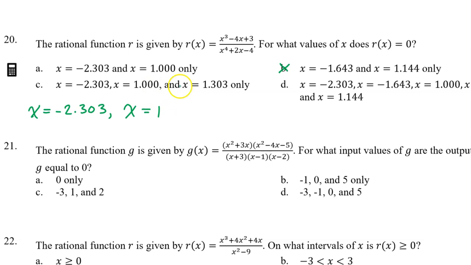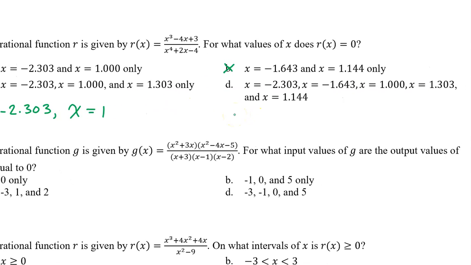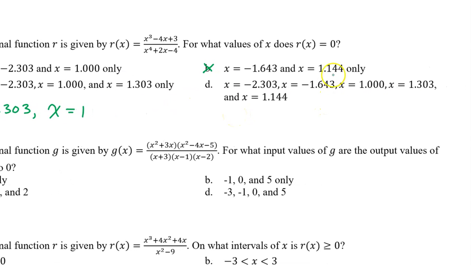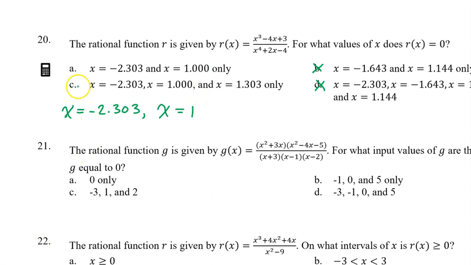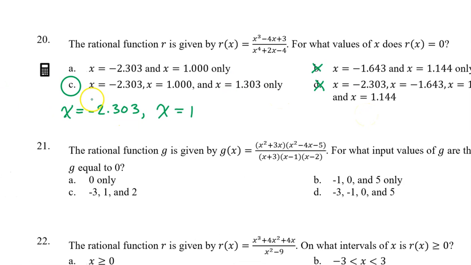I started to say we can't eliminate anymore, but we can eliminate D because there was only one negative 0, negative 2.303. There was no negative 1.643. So we can eliminate D. In fact, to be honest, we already know that the answer is going to be C, because we do see that there are 3 zeros. Not 2, not 4, but 3. So we know C is going to be the answer.